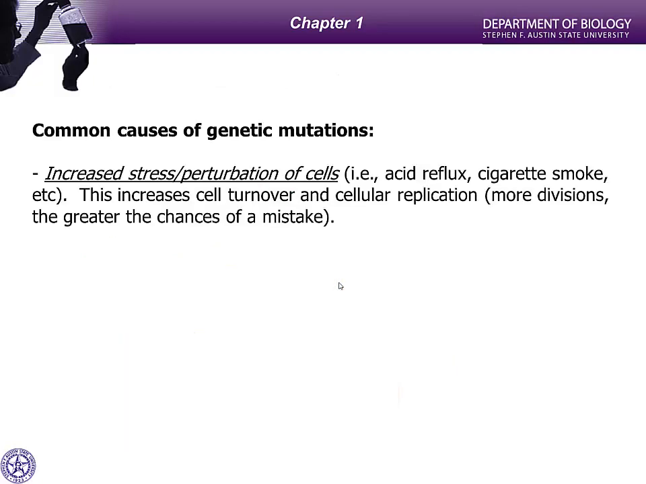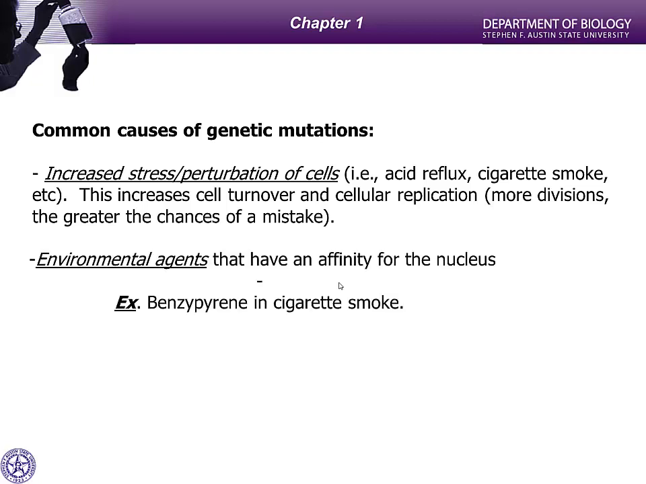Well, since genetic mutations are the cause of this, what causes the genetic mutations? Well, anytime you stress a cell to the point that it has to divide more rapidly, that could lead to a mistake, and a mistake in the wrong place could lead to cancer. So acid reflux can lead to esophageal cancer. Cigarette smoke can lead to cancer of the mouth or in the lungs. And environmental agents are a cause of this.